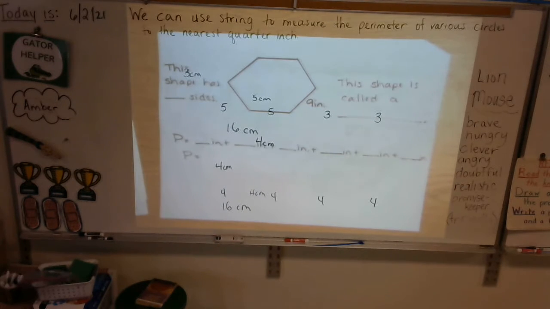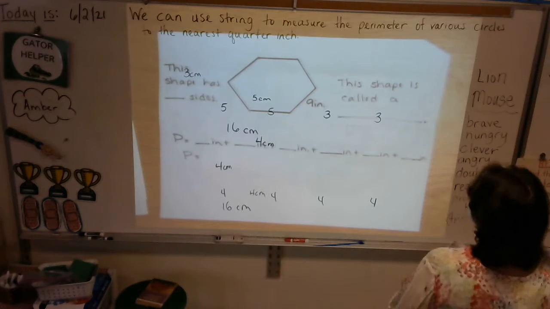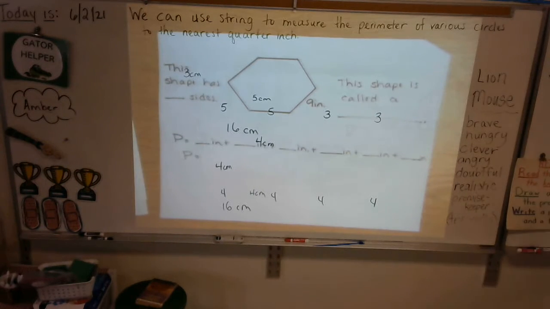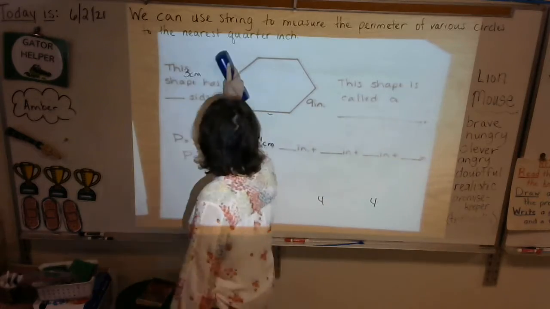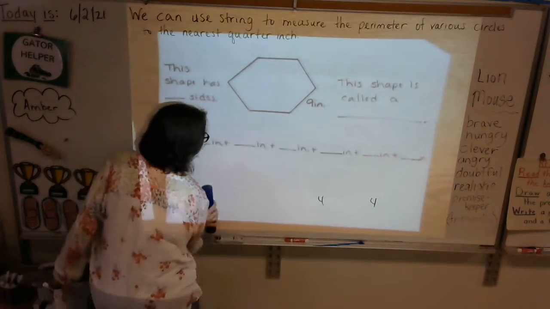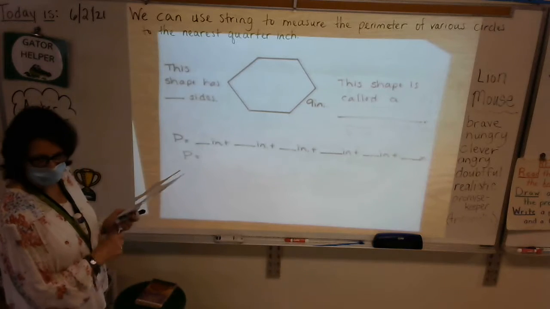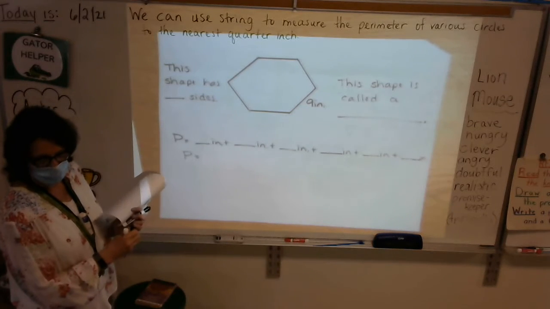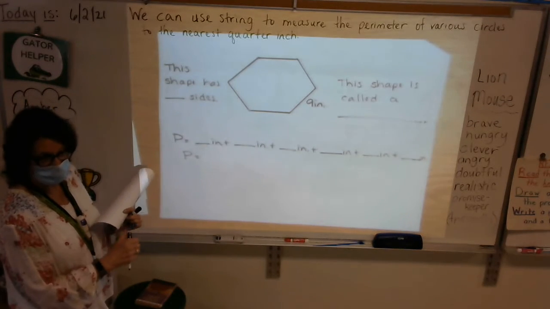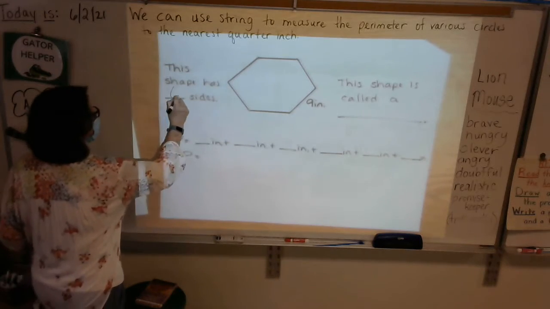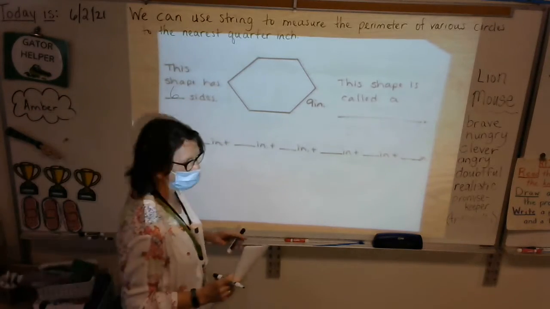Okay, forgive Mrs. Reed's drawing. It's not the best, but all right, here we go. This shape has blank sides. Jackson, this shape has how many sides? This shape has 9. Think about what the question's asking you. 6 sides. Very good. This shape has 6 sides. Go ahead and fill it in.